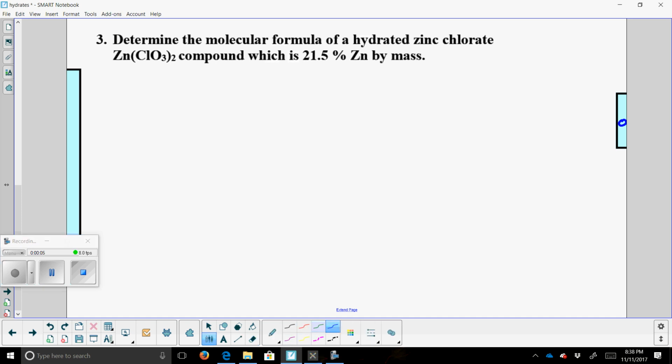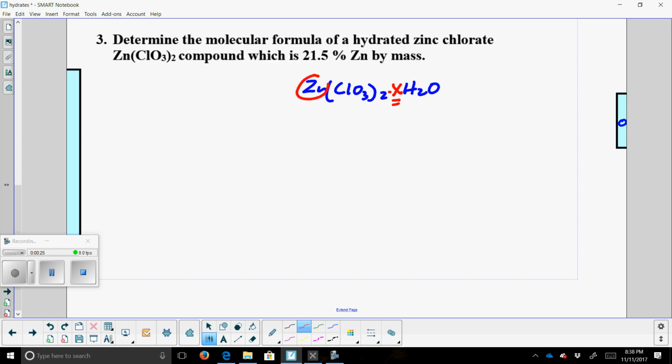Hi everyone, in this video we're going to be looking at more advanced hydrate questions. So we're going to start by looking at the zinc chlorate hydrate that's associated with this question. What we have here is the zinc chlorate, and it has a certain number of water molecules associated with it. However, I don't know how many there are, so I'm going to put an X over here.